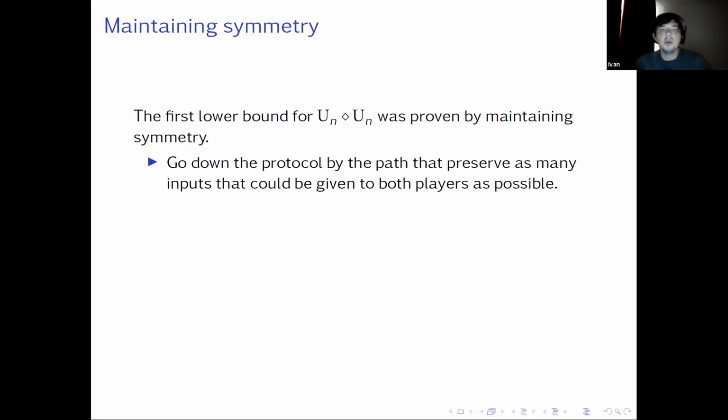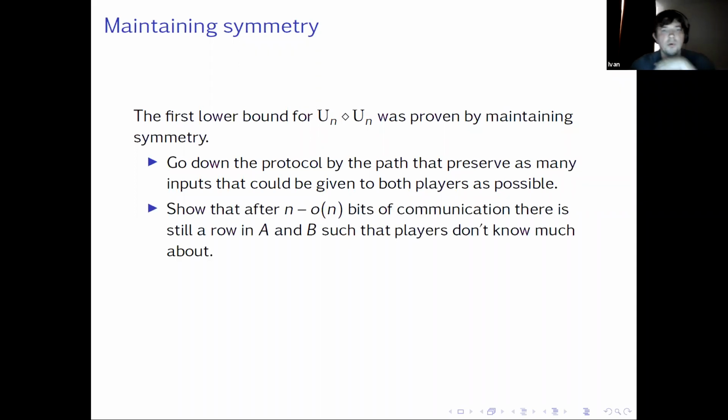So what we're going to do is go down the protocol by a path that preserves as many inputs as possible that could be given to both players. So basically, we are maintaining the symmetry. I'm sweeping a little bit under the rug there; they have a little more complicated measure of what the quality of symmetry is, but that's basically what's going on. And you do that for about n minus little o of n rounds, right?